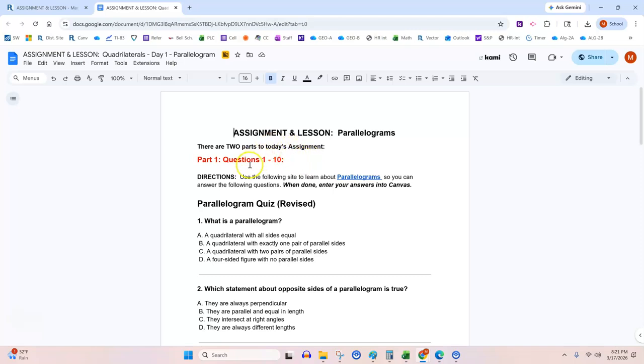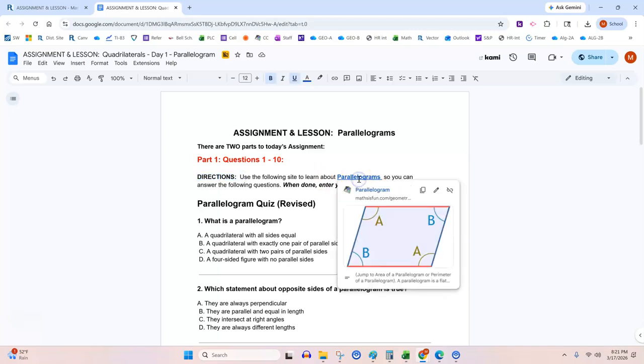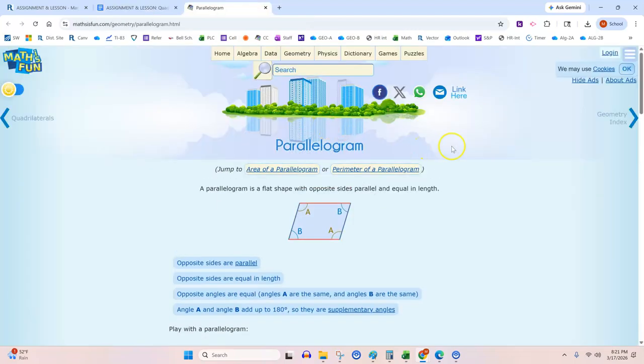So basically what it says is directions. Always read the directions, guys. It says to go to this website right here. Don't click on that. No, not here. Click there, okay? So when you click there, this website should open right here. You should see this. If you don't see it, let me know.